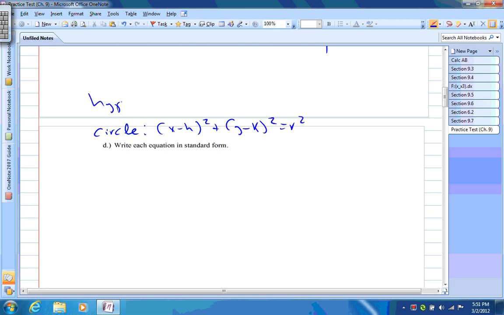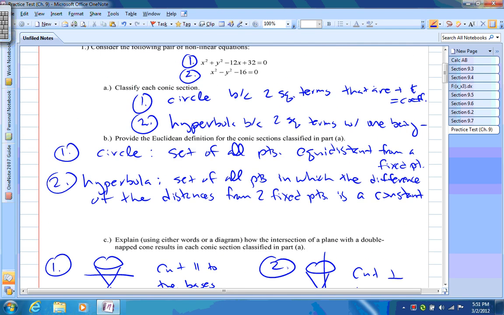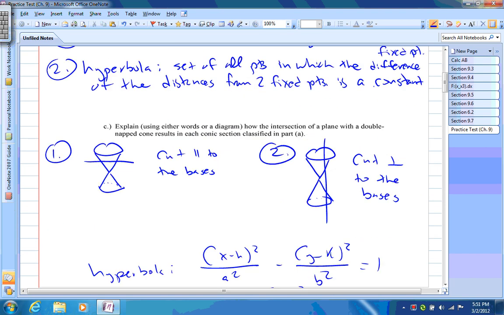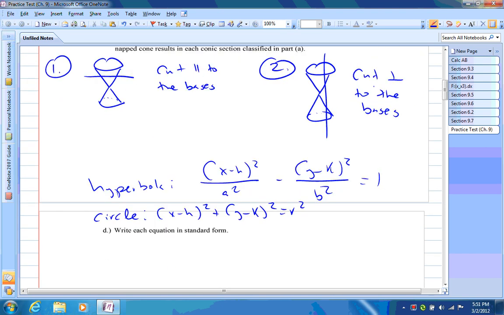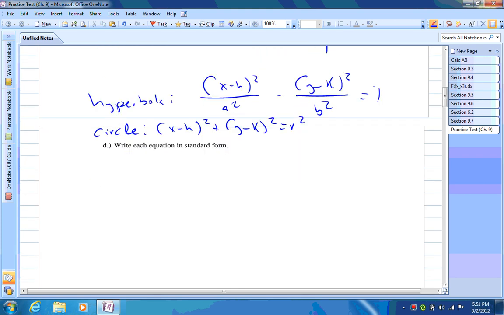And of course for the hyperbola, depending on how it's going to open, now I know it's going to open along the x-axis because x squared comes first. So that's why I went with x minus h squared over a squared as being the positive fraction instead of the other way around. So we'll start with 1, the circle.